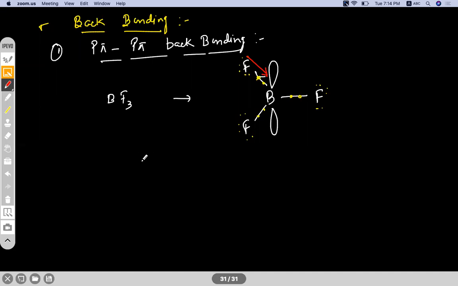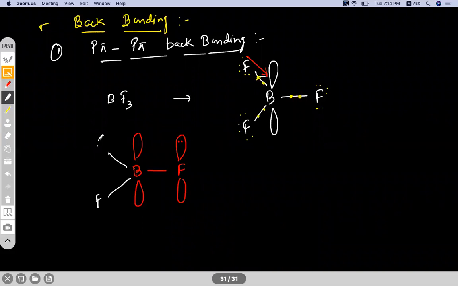So what is happening here, you see, boron and fluorine. Boron has a vacant p orbital. Fluorine has a lone pair present in a p orbital. And this side we have again 2 fluorine atoms present. It is possible with any one of the fluorine atoms because all have the same size and same shape. So this lone pair donates into the vacant orbital of boron, and hence the octet of boron is complete.